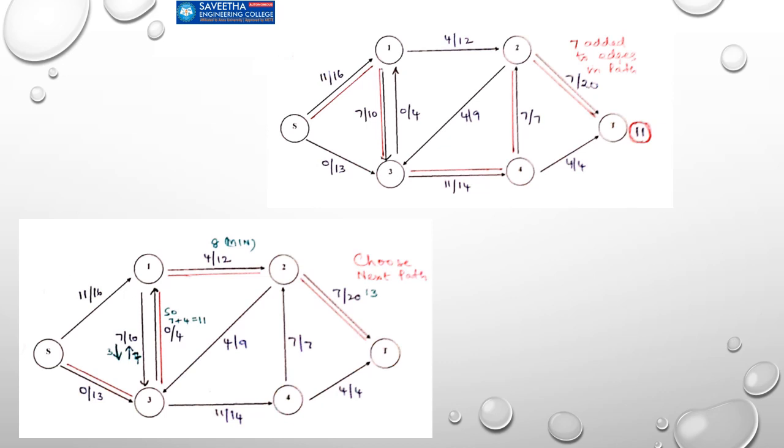And here, we can add this up arrow along with this up arrow because I am considering only this as my path. So 7 plus 4 will be 11. So in this line, the capacity is given as 11. So here it is 13, here it is 11.